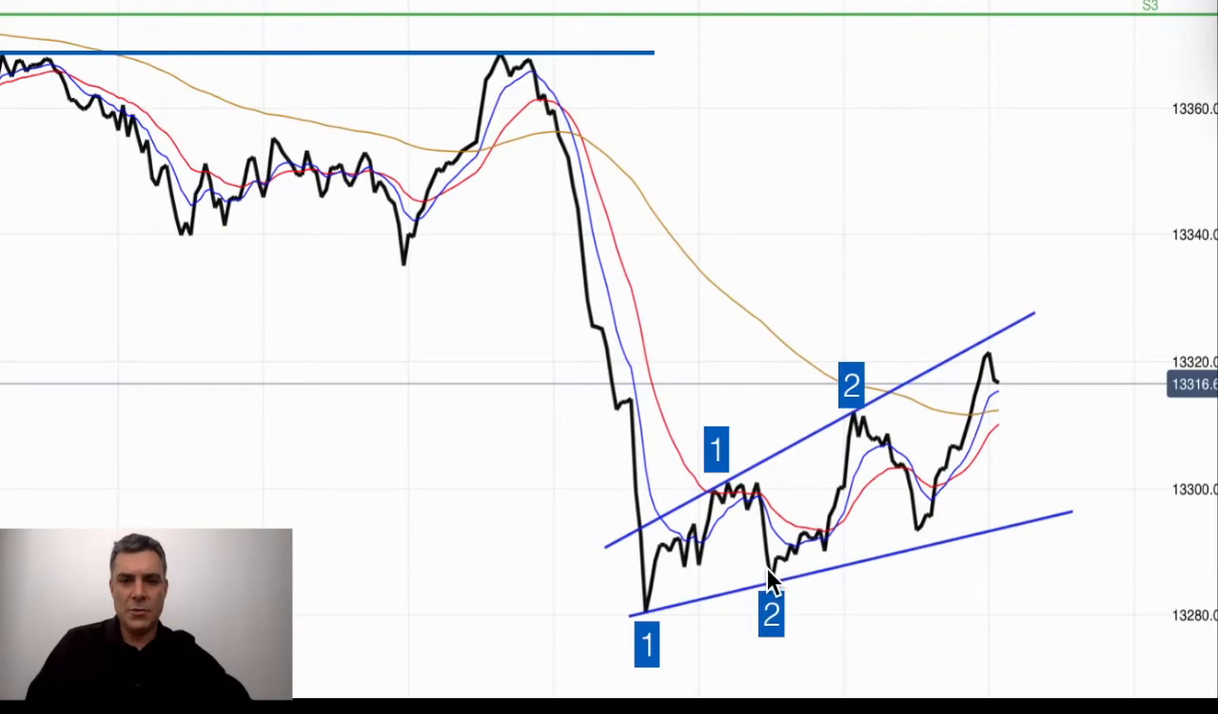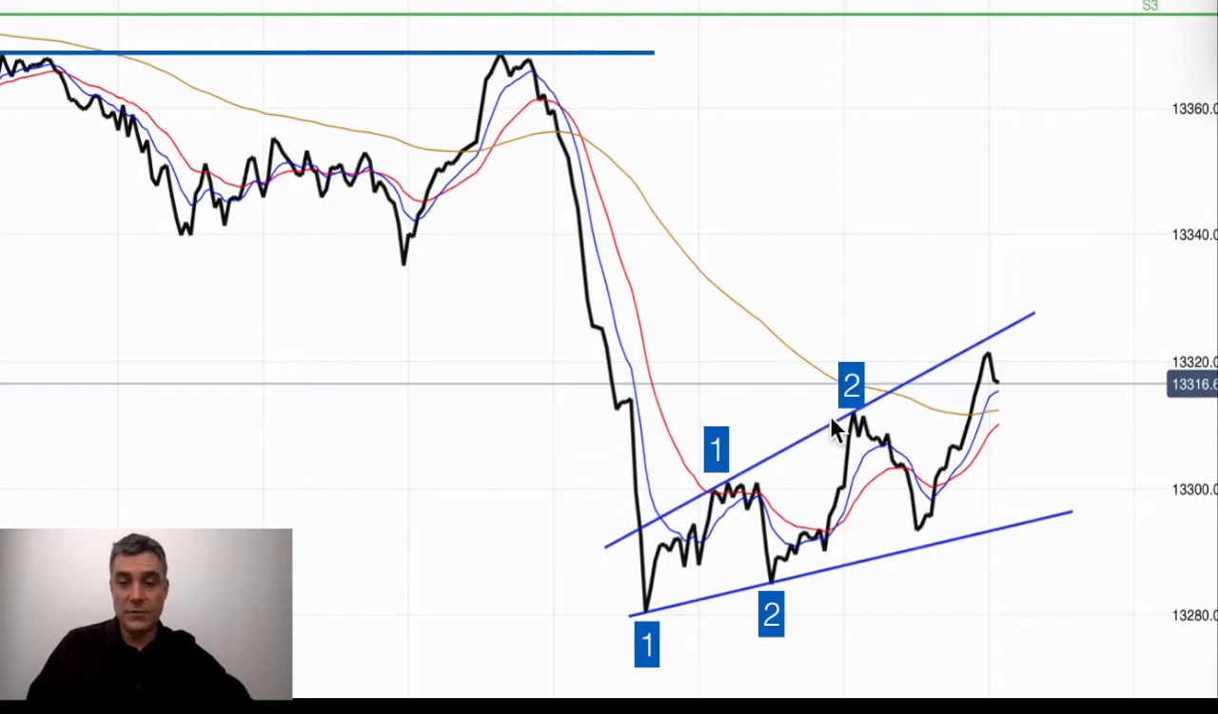You've got a low, high, higher low, higher high. On a micro time scale, the trend's changed and the market's starting to go up. And then the market pulls back to test this particular low, fails and moves higher. That's also a double bottom.